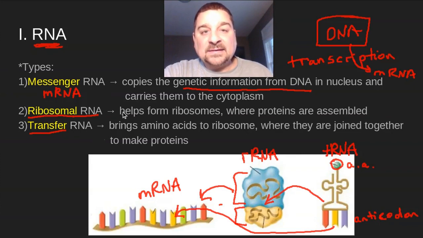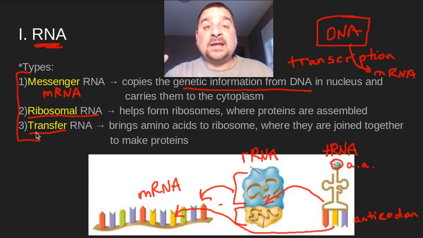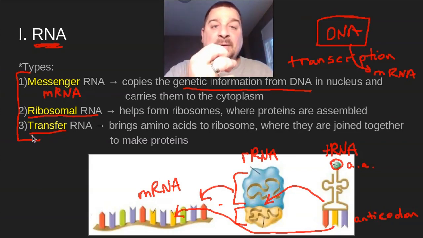In the next part of the chapter, we'll look at how all these three types of RNA work together to get the code from DNA and build and express that gene as a protein.